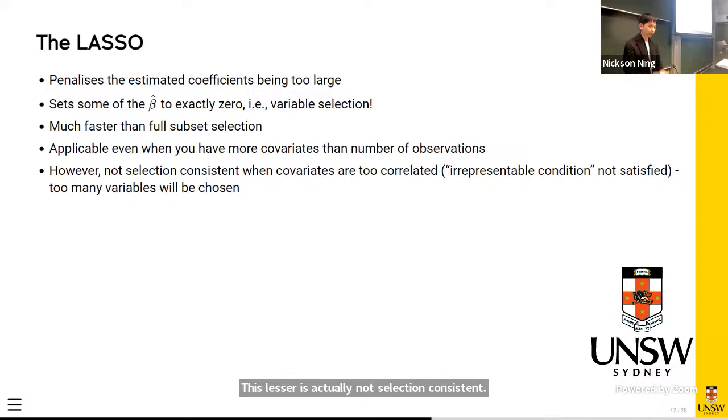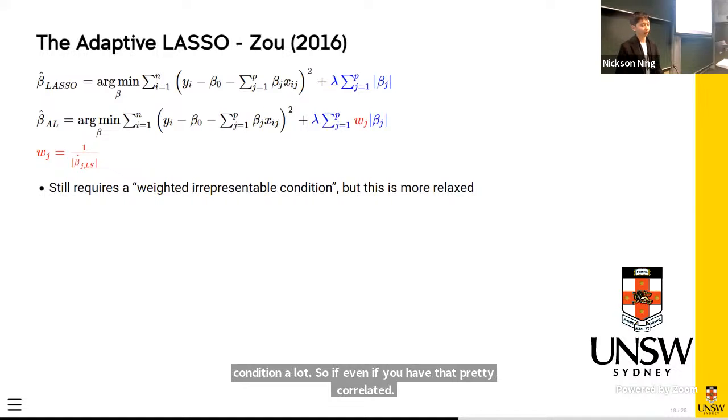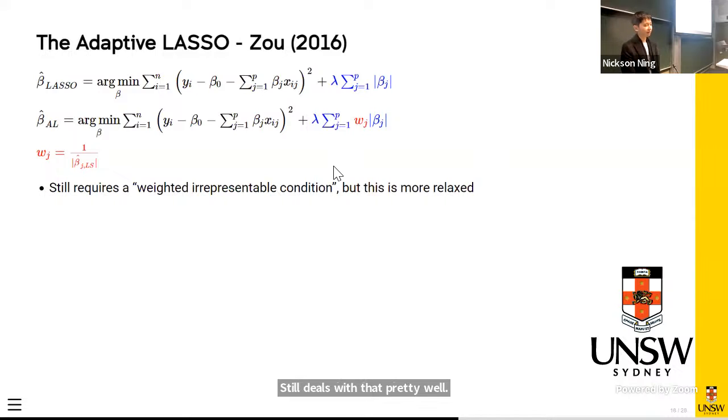So what do we do instead? Well, there is this procedure in 2016 called the adaptive lasso, which relaxes that representable condition a lot. So even if you have covariates that are pretty correlated, the adaptive lasso still deals with that pretty well. And the adaptive lasso, basically the definition is like that. Compared to the lasso, it just has some weights as well for each of your slope coefficients, which is, for example, 1 over your least squares coefficient estimates.